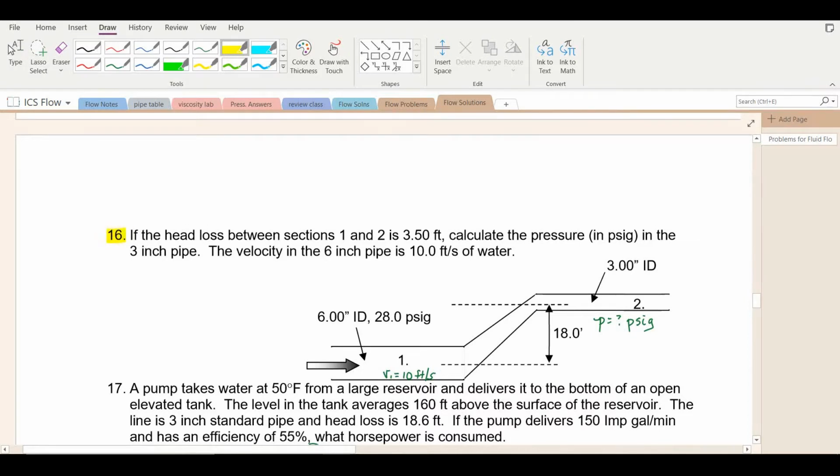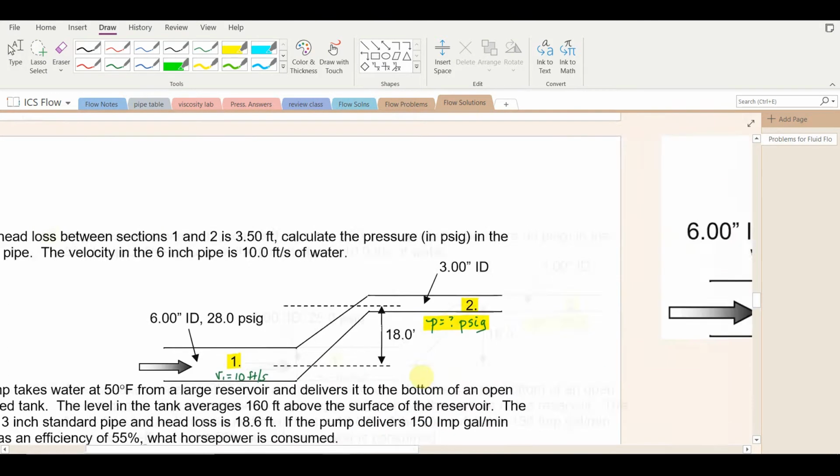Question number 16. If the head loss between sections 1 and 2 is 3.5 feet of the fluid, calculate the pressure in PSI gauge in the 3-inch section of pipe, that's up here. The velocity in the 6-inch pipe is 10 feet per second. So we're asked to calculate the pressure here. Looks pretty straightforward. We'll use Bernoulli's equation and put the terms in. I have it here.